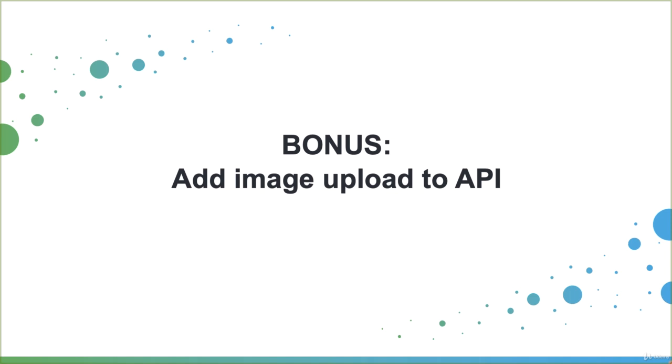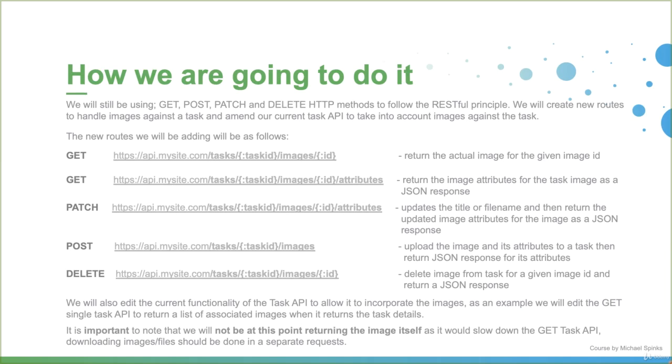So let's get started. You're probably asking what's different and how we're going to do it. Well, we'll still be using get, post, patch and delete HTTP methods to follow obviously the RESTful principle. We'll create new routes to handle images against a task and amend our current task API to take into account the images against the task. The new routes will be added as follows.